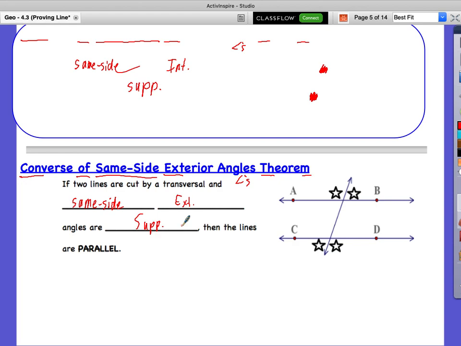So anyway, what angles did I talk about here? The same side angles that are inside or outside. Perfect. Yes. Same side, transversal, both exterior.